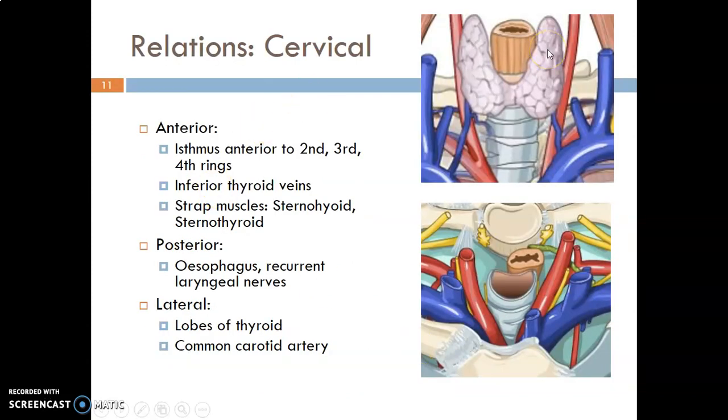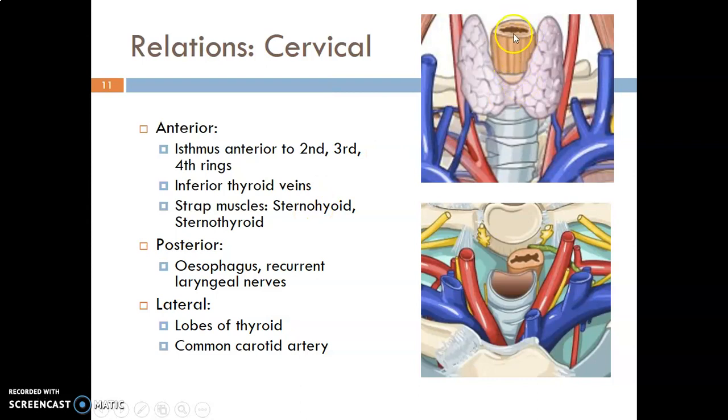What are the relations of the trachea? So the trachea has two parts, a part in the neck, which is the cervical part, and a part in the thorax within the superior mediastinum. So the relations of the cervical part, anteriorly, you have the isthmus. The isthmus of the thyroid is found anterior to the second, third, and fourth tracheal rings. Then you have inferior thyroid veins, and the strap muscles, sternohyoid and sternothyroid, that are anterior to the thymus. There are also anterior relations of the cervical part of the trachea. So the isthmus, which is anterior to the second to fourth tracheal rings, inferior thyroid veins, and the strap muscles, sternohyoid, sternothyroid.